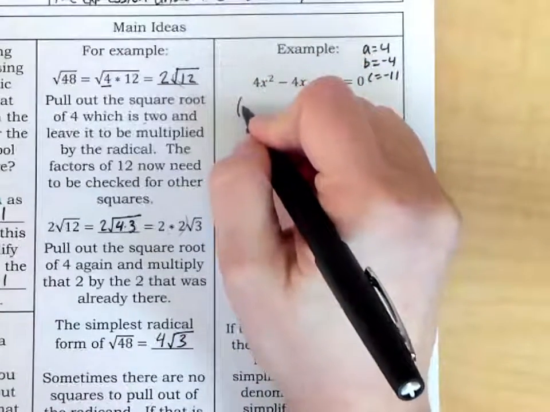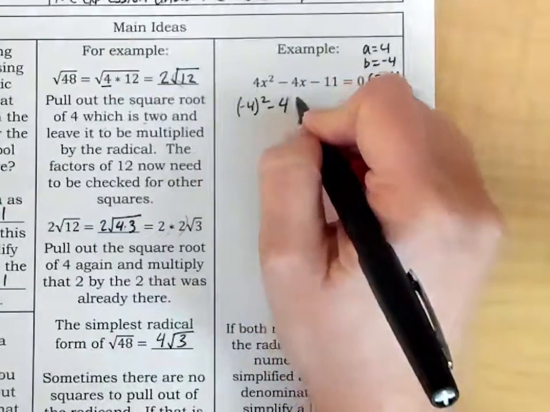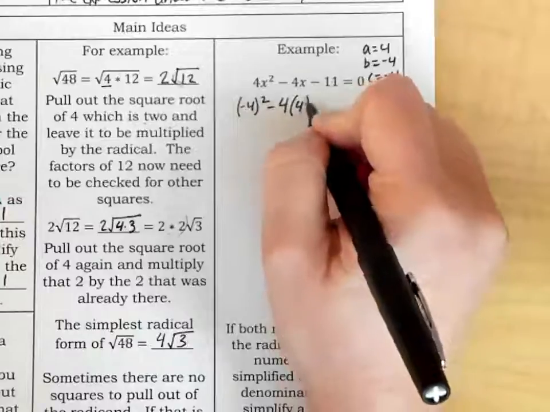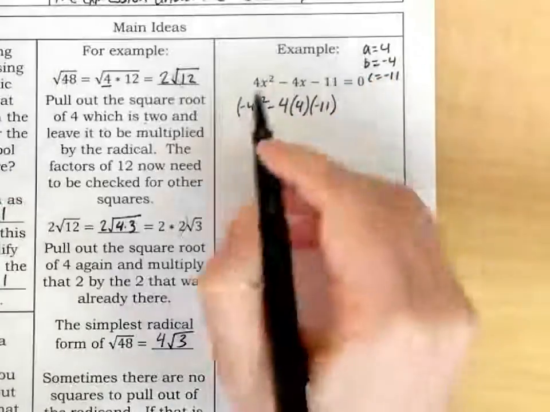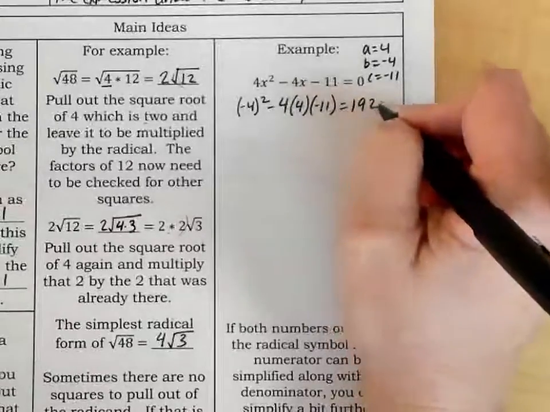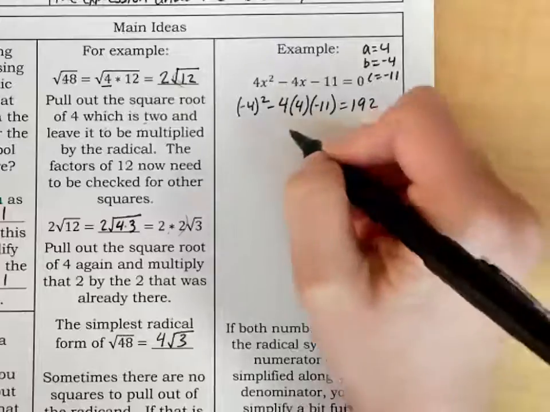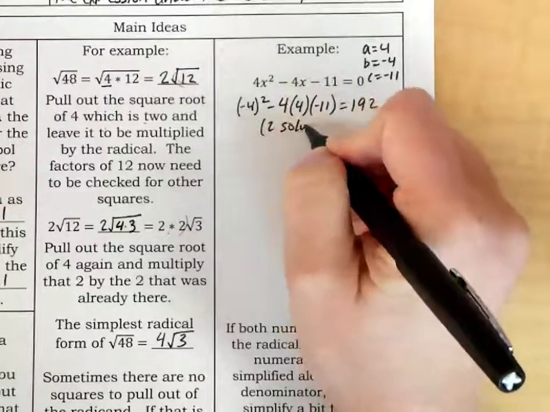So I have b squared, so negative 4 squared, minus 4 times a, which is 4, times c, which is negative 11. And then I can simplify that in my calculator, and I get 192. Any number that I get here that's greater than 0 tells me that I have 2 solutions.